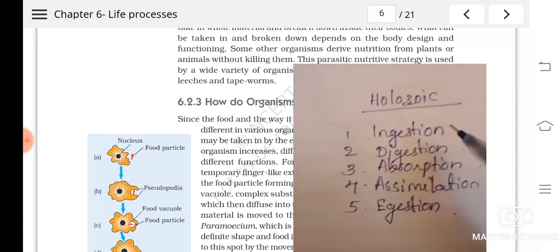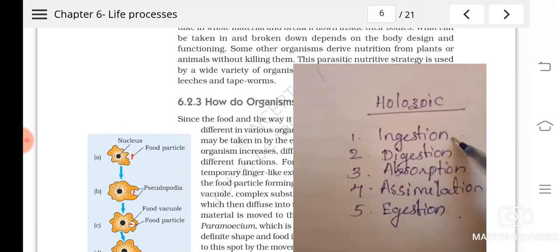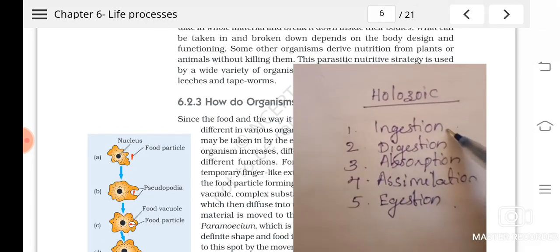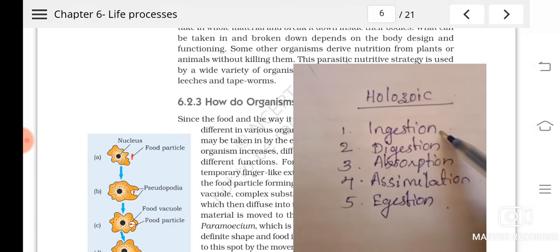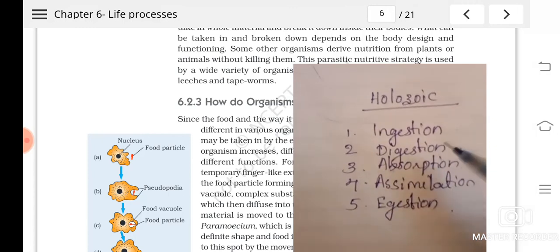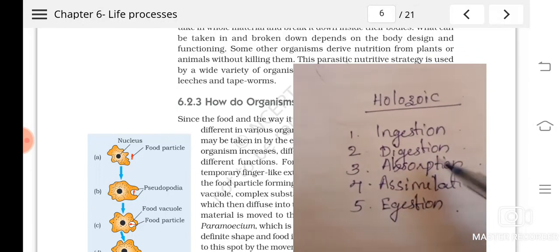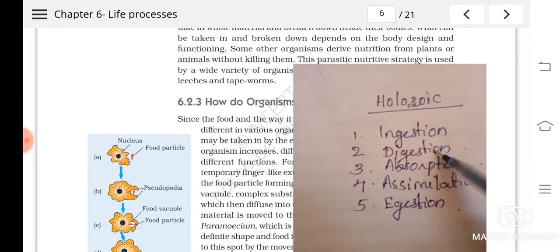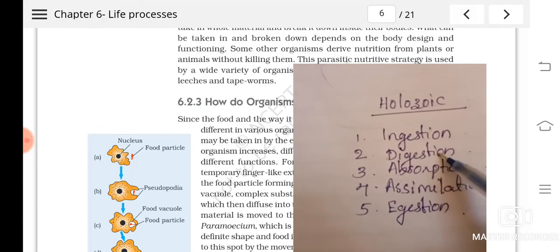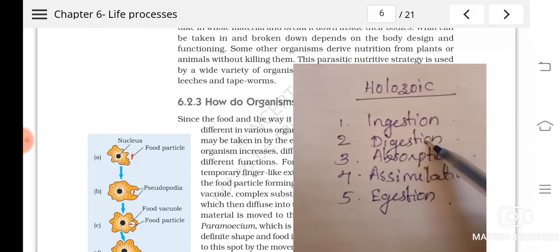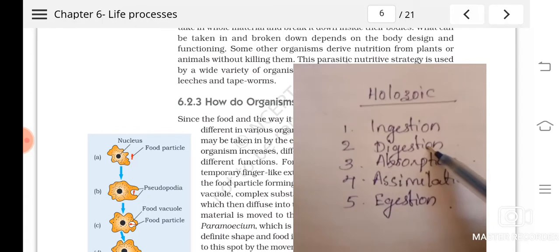Okay, so ingestion means the process of intake of food. The food should be taken into the body, that is, put into the digestive system. Then second is what? Digestion. Digestion means it is the process of breaking down of complex food materials into simpler ones.